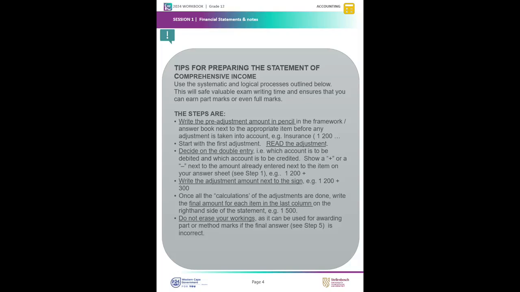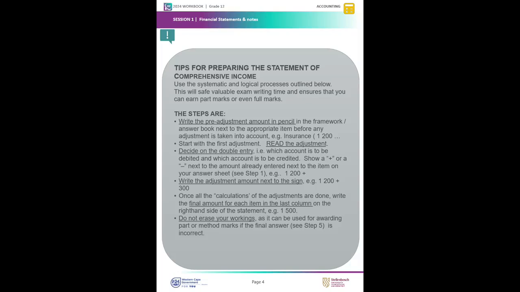So the very first step, it's not underlined in your booklet, however, I've underlined it on my side. So take your pencil, a pen, or a highlighter, and underline it, and that will help you. The very first one is write the pre-adjustment amount in pencil in the framework. So in this case we are dealing with the income statement, you will look at your balances and write the pre-adjustment amounts in pencil at the relevant section. So example, insurance, if they give you a balance of 1,200, you write insurance and 1,200, right?